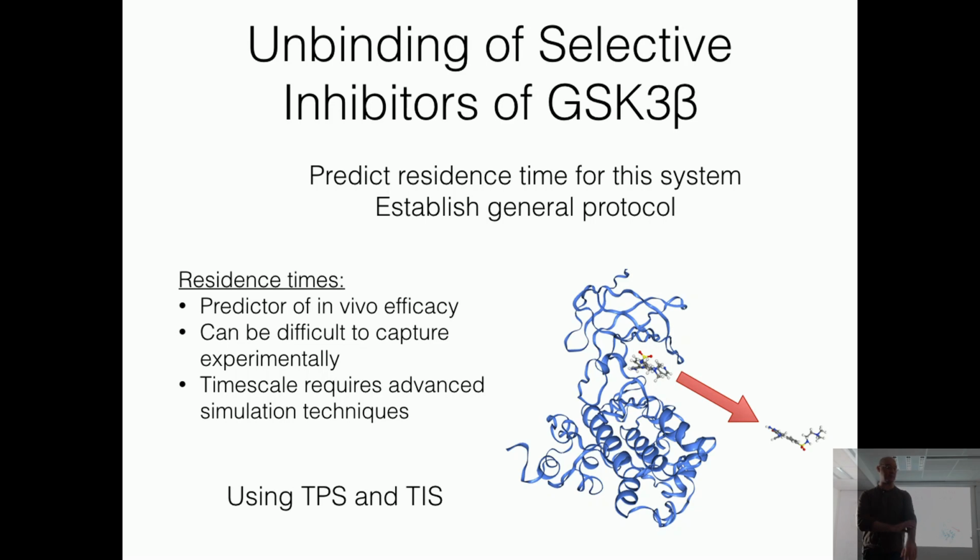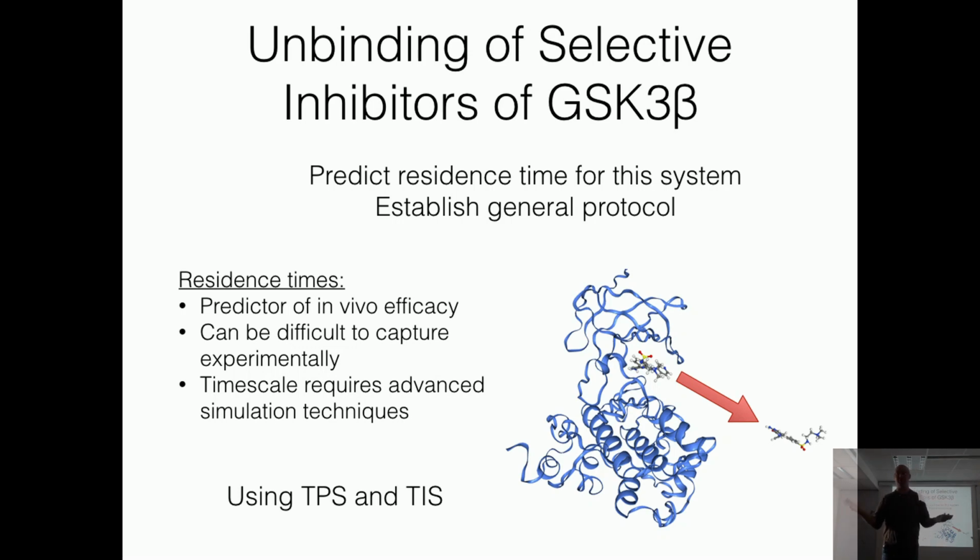Another thing that we've worked on a little bit is this unbinding of selective inhibitors from a kinase. The idea is to predict the residence time for this system. The reason we care about residence times is that this is a reversible inhibitor. A reversible inhibitor is working when the drug's attached to the protein, and it's not working when it's not attached, but there's an equilibrium. So of course, you want it to be attached more than not. But that equilibrium is the ratio of an on rate and an off rate.